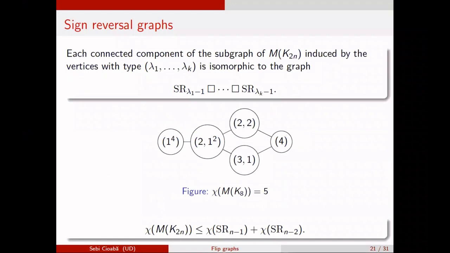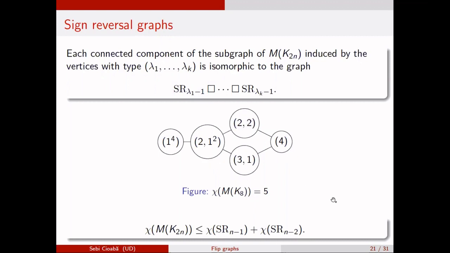Now why? It turns out that the sign reversal graph appears in all these parts. If you have a connected component of MK2n induced by the vertices of type lambda 1 through lambda k, some such components may be disconnected, but each connected component is going to be isomorphic to the box product of some sign reversal graphs of this form. This one here at the end is isomorphic to SR3, but you can say something about each of these components.